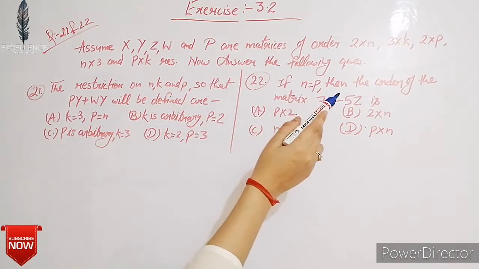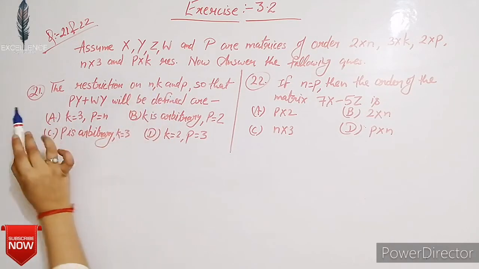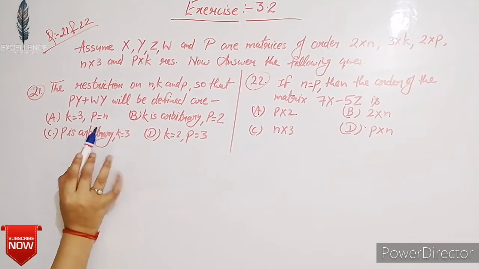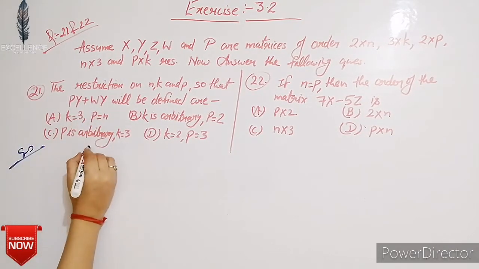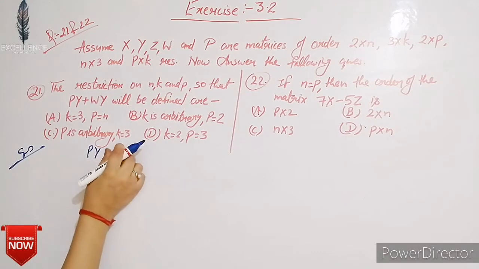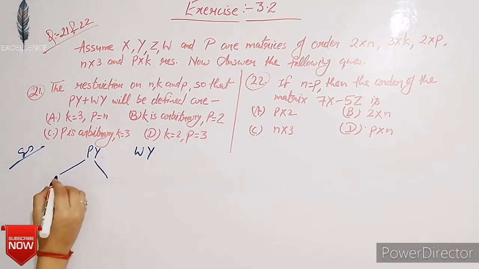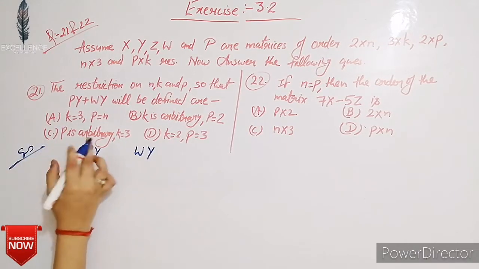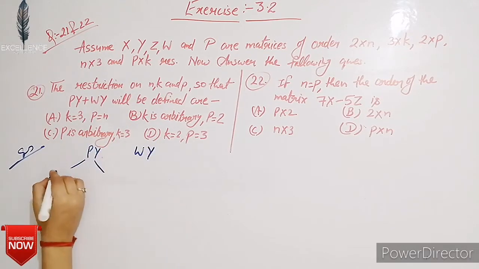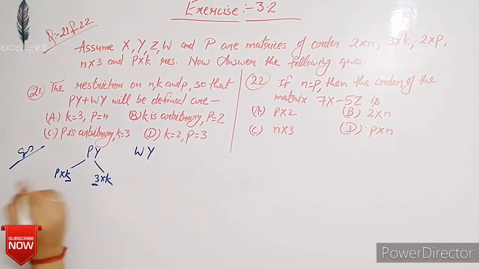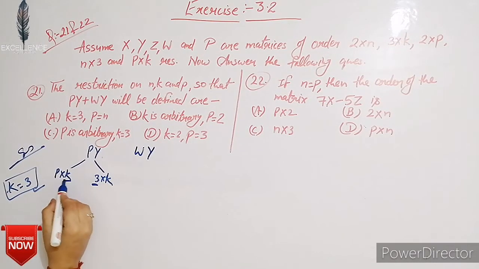Let's see the next questions, number 21 and 22. These are objective type questions. We have to give the matrices of the given orders. Question 21: what is the restriction on n, k, p so that PY plus WY will be defined? Here the order of the P matrix is p into k and the order of Y is 3 into k. PY is defined when the number of columns equals the number of rows. So the first condition is k equals 3.